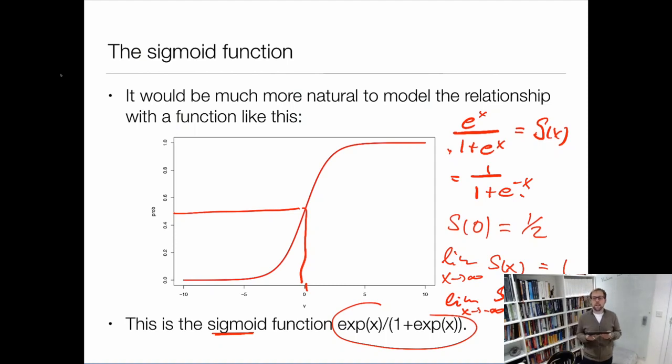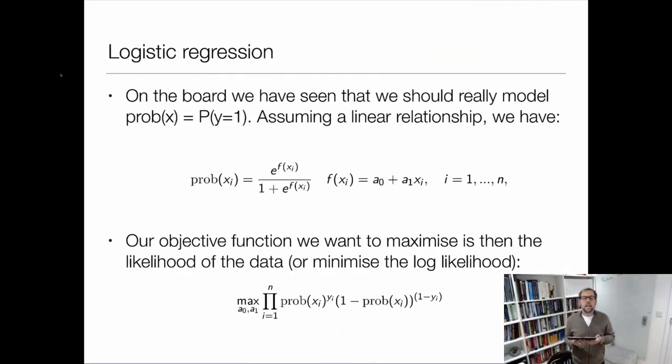So this function has exactly the right properties. It asymptotically approaches 0 to the left, asymptotically approaches 1 to the right, and in the middle is a half. So this function is called the sigmoid function. And what I do in logistic regression here is, rather than modeling the continuous output as in linear regression, I now model the probability, and I model the probability as a sigmoid function of a linear function f of x.